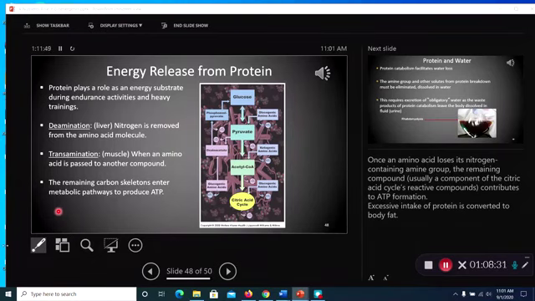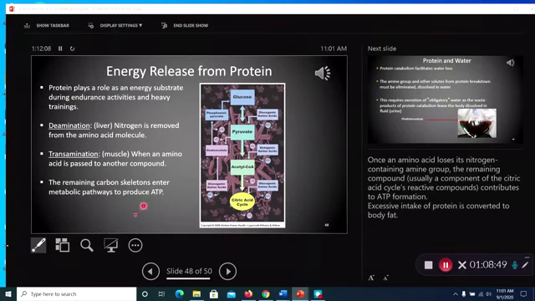So we know protein plays a role as an energy substrate during endurance activities and heavy training. But we don't want to rely on protein as the main substrate. As we deplete carbohydrate reserves in particular, we tend to pull more from protein reserves, which is not good.